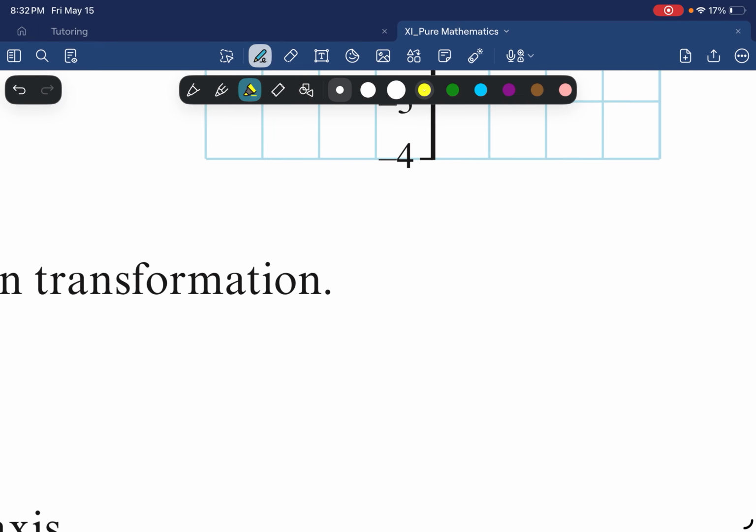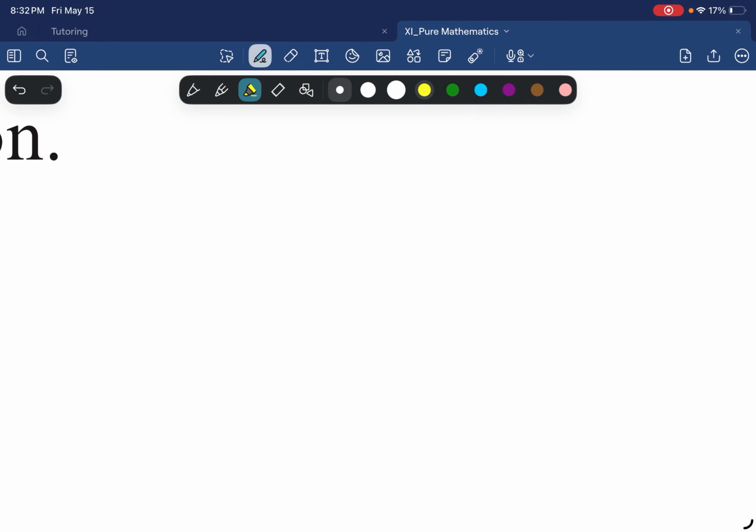So in this video, we're going to look at reflections. So we're continuing with our transformations part. So we're looking at how to transform, how to shift functions. And in the previous video, we looked at horizontal and vertical translations. And now we're going to look at reflections.